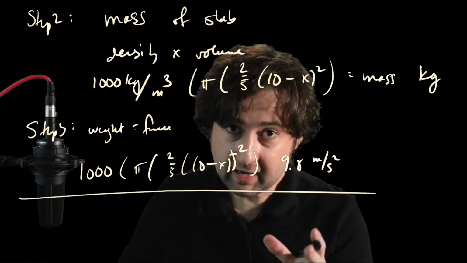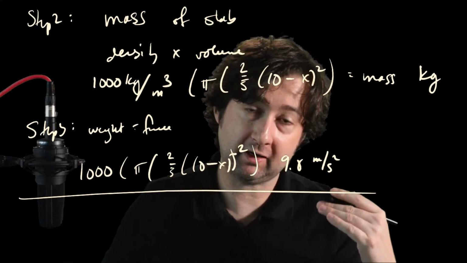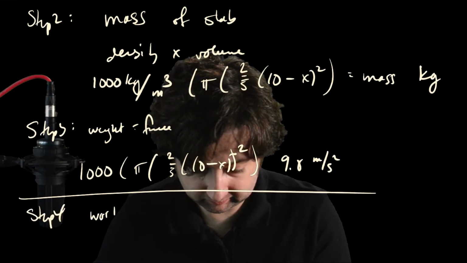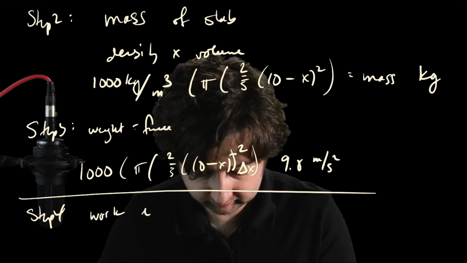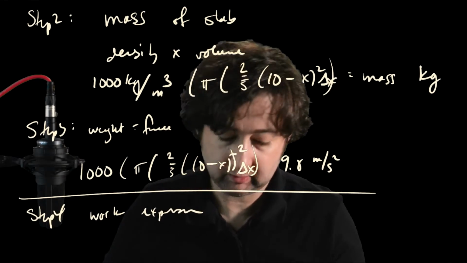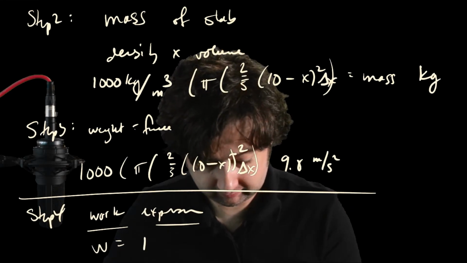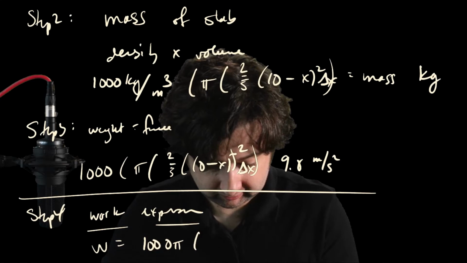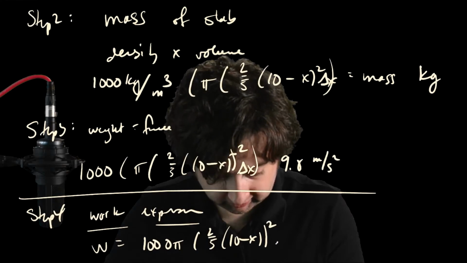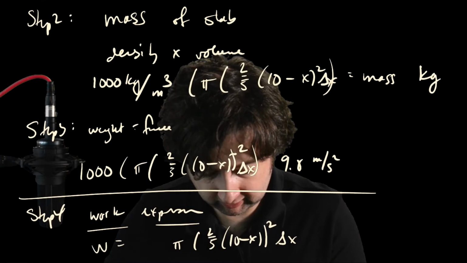If I want all of that to be a work, I have to take all of that and multiply it by how far I need to lift it. So step 4 is a work expression. There's a delta x in here, because this is supposed to be a volume. So the work expression is work equal to the weight, 1,000 pi 2/5 (10 minus x) squared delta x, and if we multiply by 9.8, we get about 980 right here.